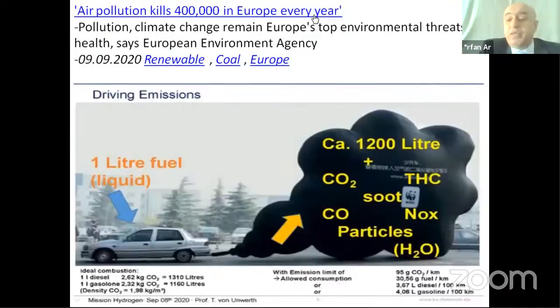Air pollution kills 400,000 people in Europe every year. Pollution and climate change remain Europe's top environmental threats to health, says the European Environment Agency. You can see here, when you burn 1 liter of diesel in the internal combustion engine of your car, you emit 2.62 kilograms of carbon dioxide. For gasoline, it may be smaller than that, but it is also very, very dangerous.